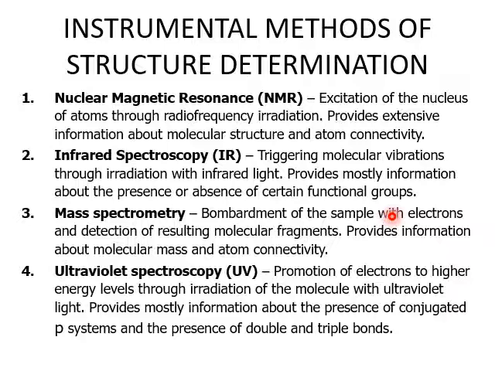About the IR, which we're going to talk about in the first section of the class: IR provides mostly information about the presence or absence of certain functional groups. Mass spectroscopy provides information about molecular mass and atom connectivity, and UV spectroscopy will give us some information about the presence of a conjugated pi system and the presence of double and triple bonds.